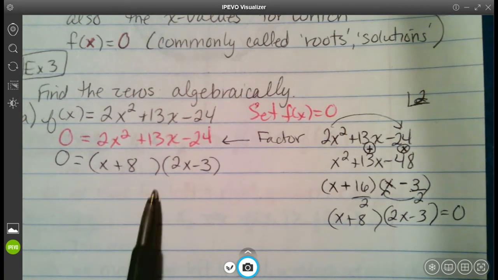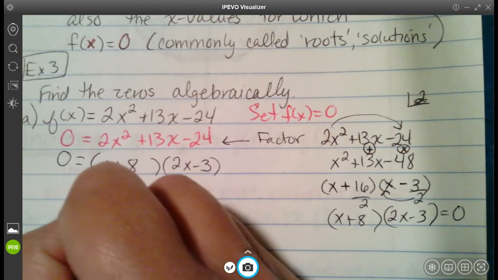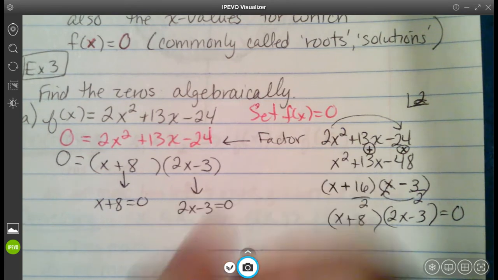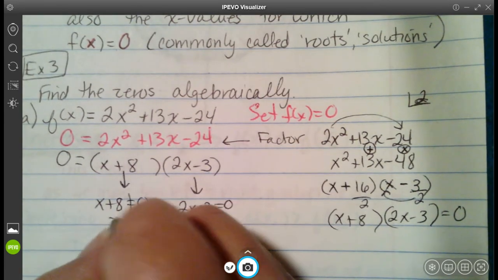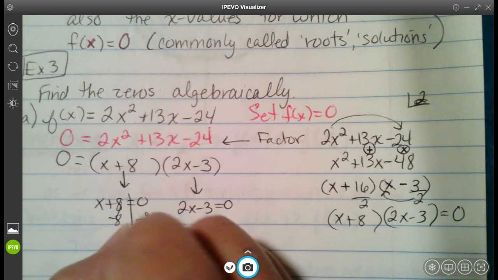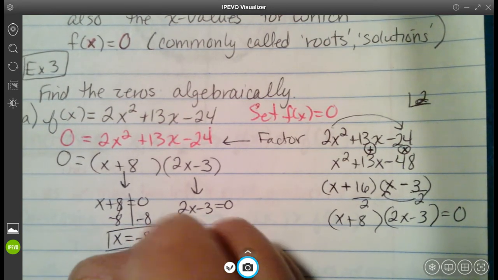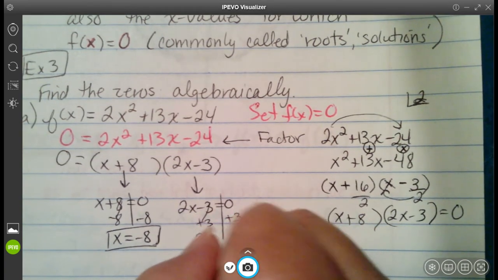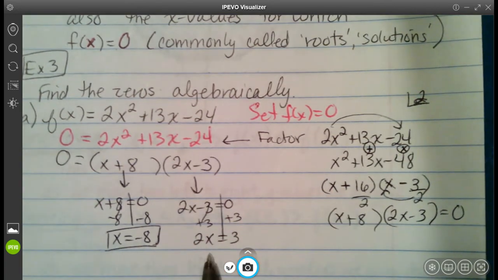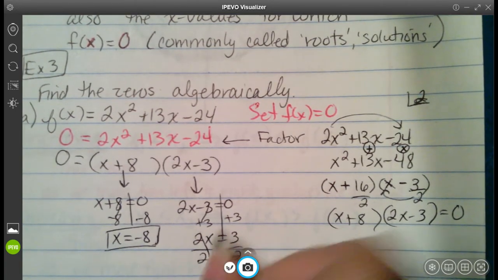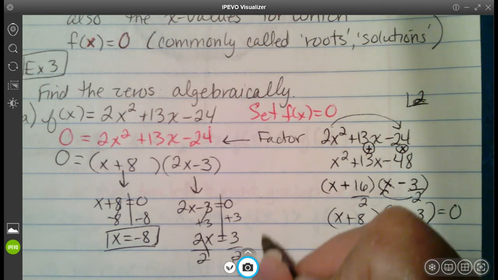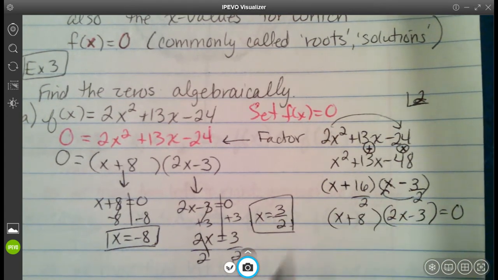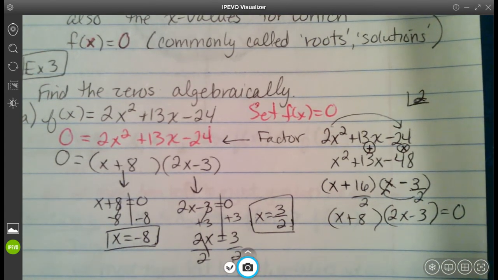All right, and then from here we just have to solve. So we have to set each of these equal to 0. x plus 8 equals 0. 2x minus 3 equals 0. And solve. So that first one is negative 8. Okay, this one we have to add 3 to both sides. So 2x equals 3, and then divide by 2. So this one, I'm going to write it here on the side because this thing is blocking it. x equals 3 halves, or 3 over 2. And these would be our zeros of the function, okay?